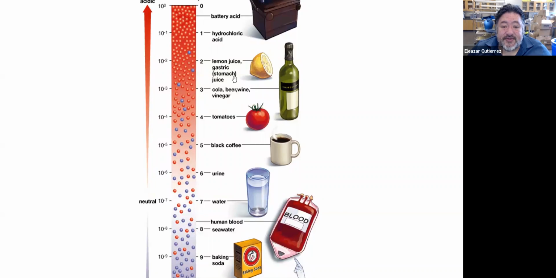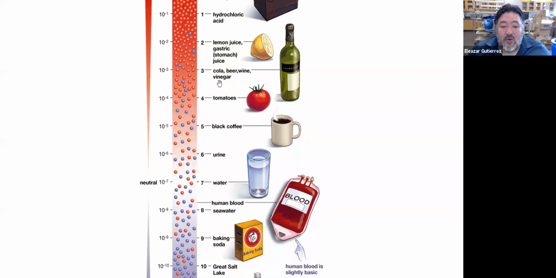Lemon juice, about a pH of 2. Beer, wine, vinegar, cola, pH of 3. That, incidentally, ladies and gentlemen, is why you have to be careful with those people that drink too much beer or too much Pepsi or too much of this garbage. You have to be careful because the pH is low and they can end up hurting themselves. Okay.